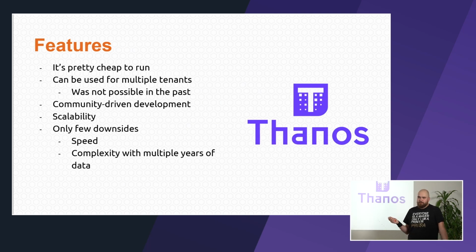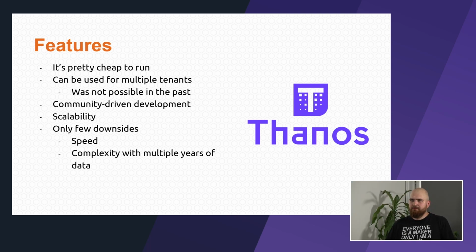Features is pretty cheap to run. Prometheus with Thanos runs at about a quarter of the price of the Sentry that we are running. It can be used nowadays for multiple tenants. Unfortunately, it wasn't possible in the past, because it was implemented in version 0.34 or something like that, so it's a pretty new feature. Community-driven development, which is very nice, of course. Scalability, and only a few downsides: speed and complexity with multiple layers of data, and that's the main reason why we are here.